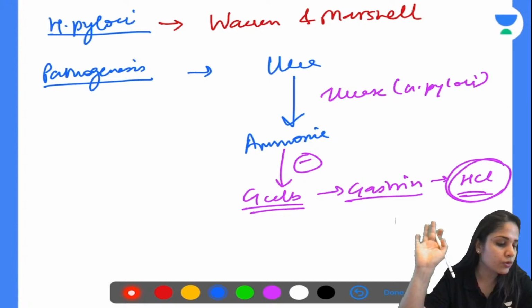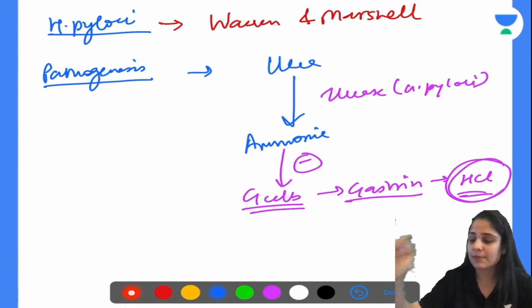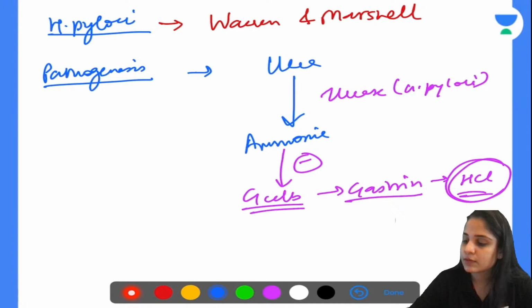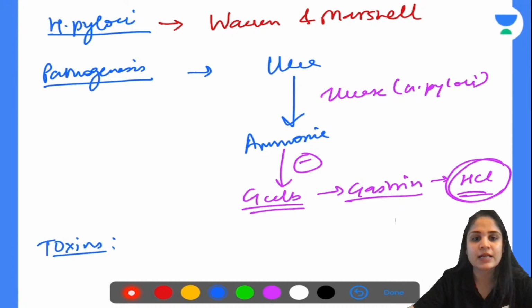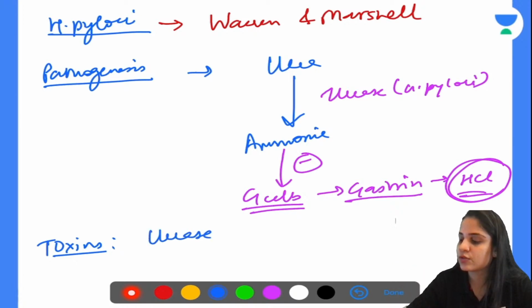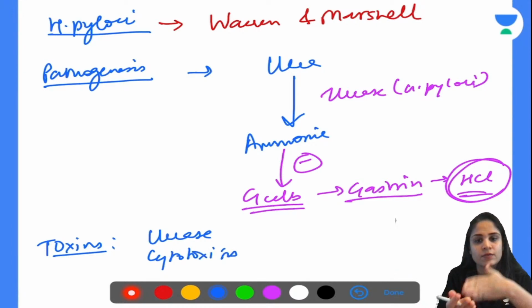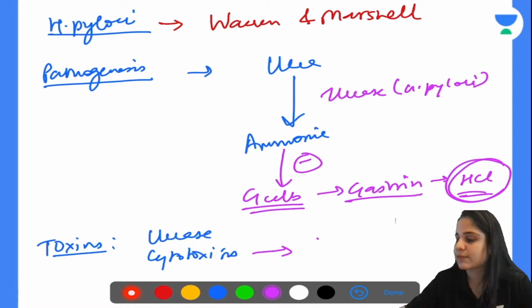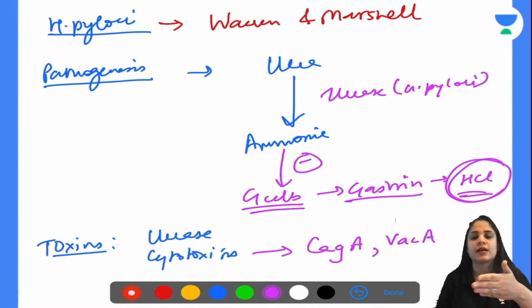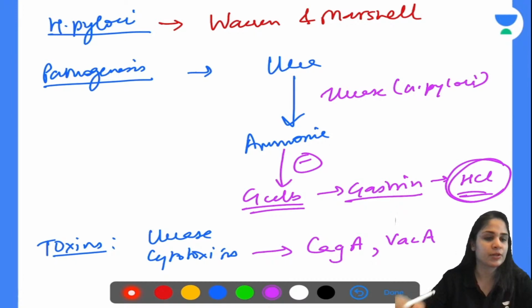Now the next question that comes in the exam: from the exam point of view, you need to know what are the toxins that are produced by H. pylori. This is something that they ask very commonly. The first toxin that it produces, obviously, that we have seen, is the urease enzyme. The second thing is that it produces certain cytotoxins. These cytotoxins further break down the cells of the stomach, and this has come in the exam before. CagA and VacA are the two cytotoxins produced by H. pylori, which can further increase the inflammation in the stomach.